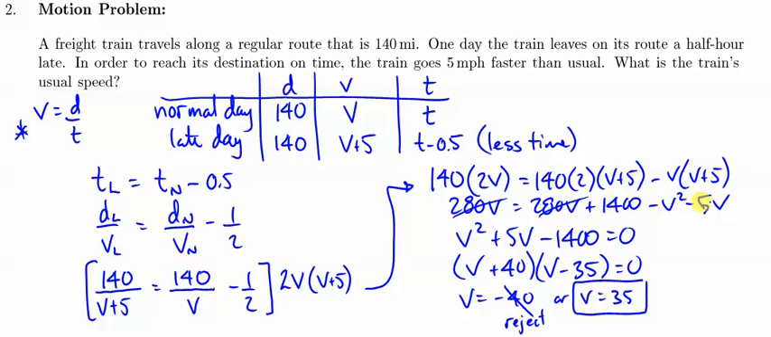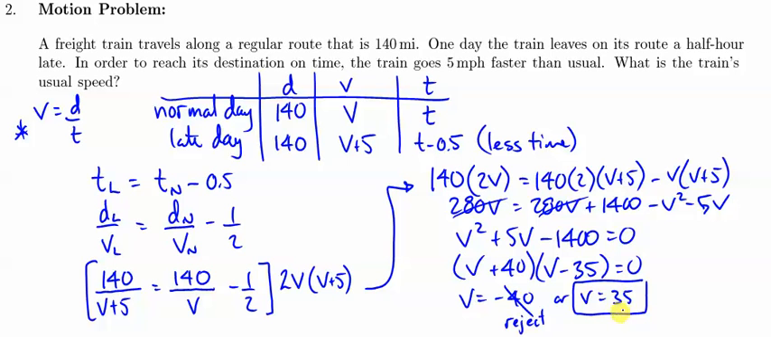On the next line, I've expanded them all, canceled out a common term, gathered everything to one side, and again I have a quadratic equation which I'll factor, producing two roots. And in this case, I'm going to reject one answer because this velocity of negative 40 isn't logical or doesn't make sense in this situation, but 35 is.